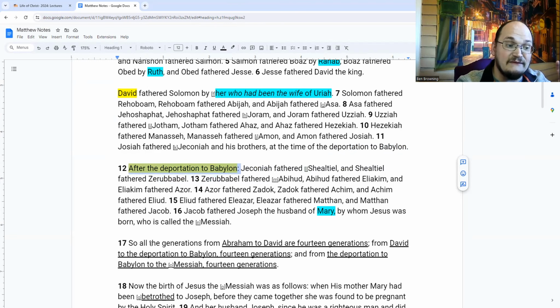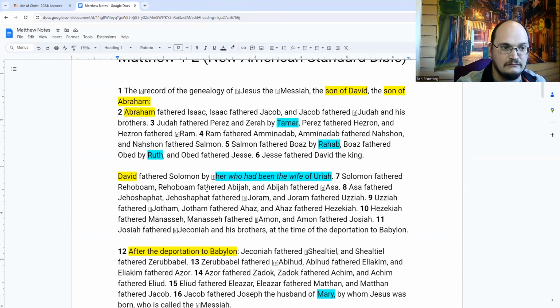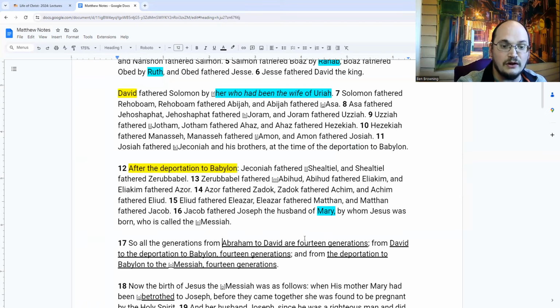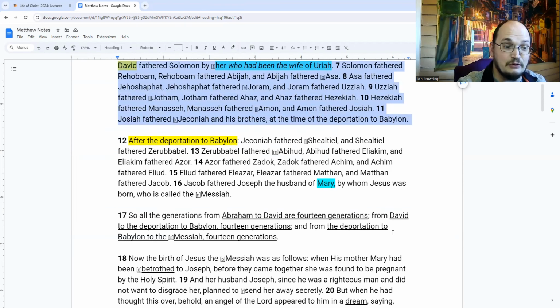So understand, verse 17, in a sense, is a key to what you just read. When you're reading this genealogy, verse 17 is your summary explaining that genealogy. So all the generations from Abraham to David, 14 generations. And all the generations from David to the deportation to Babylon, 14 generations. See? 14. And then from the deportation to the Messiah, another 14.